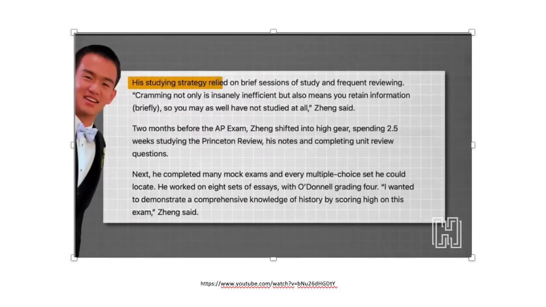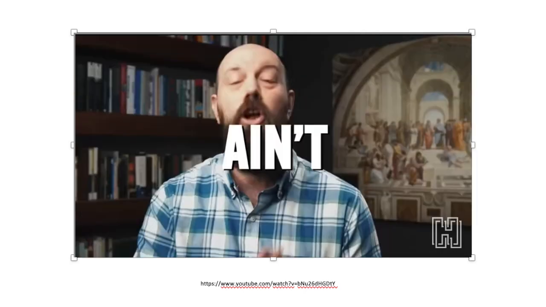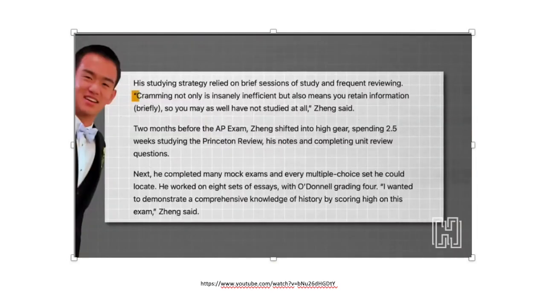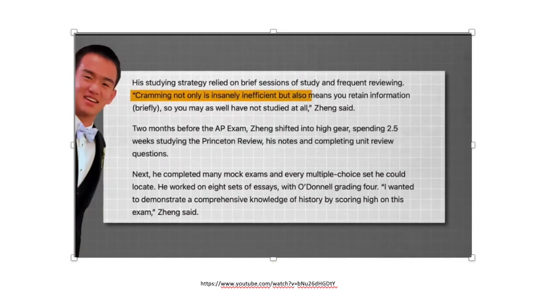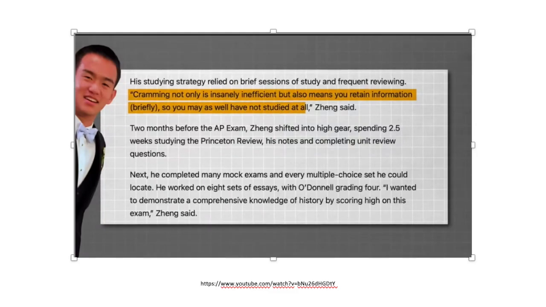His studying strategy relied on brief sessions of study and frequent reviewing. You know what that's called? Active recall. Now, I know this sounds like it's going to take way more time than the kind of studying you're used to, and ain't nobody got that kind of time. But listen, you're already going to spend some time studying, and if that time is spent cramming all at once instead of practicing active recall, then those are really just wasted hours. And if you don't believe me, let Jerry tell you. He said cramming is not only insanely inefficient, but it also means that you retain information briefly, so you may as well not have studied it at all.